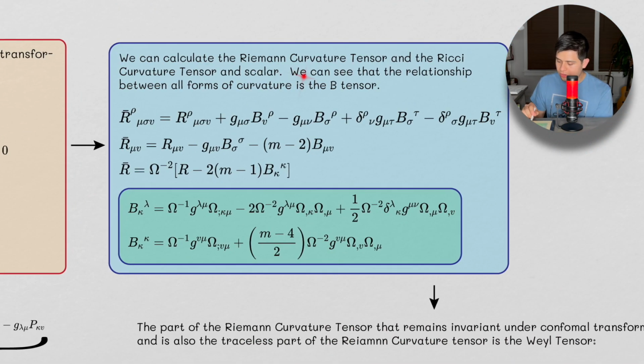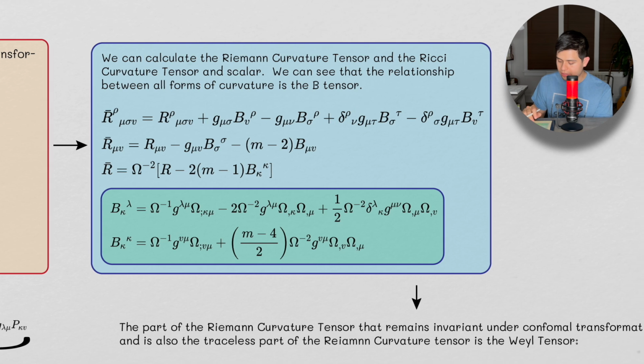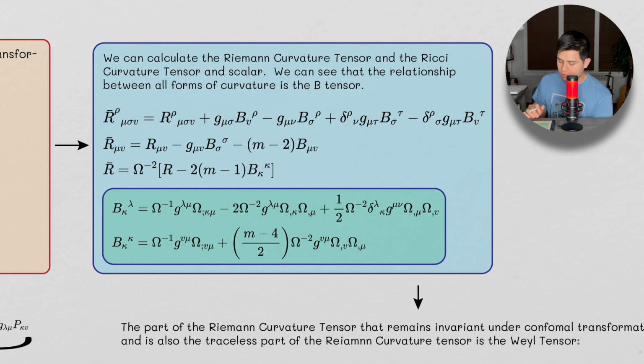We can calculate the Riemann curvature tensor and the Ricci curvature tensor and scalar. And we can see that the relationship between all of these forms is through a B vector. So hidden within all of these is going to be this B vector. This B vector shows up in this one, and it shows up here and here. Or not vector, B tensor. This B tensor shows up here for the Ricci scalar as well. And this B tensor generally looks like this. It's in terms of the transformation, and then the trace of this B tensor looks like this.